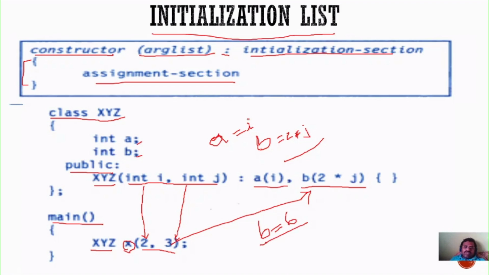So this is how it is going to work. This is the concept of the initialization list. This is the general format. Here it will contain the constructor name, the argument list, followed by the colon and the initialization section. And this is called the initialization section here.